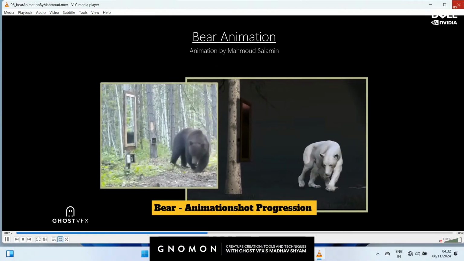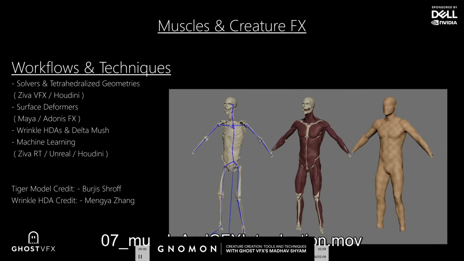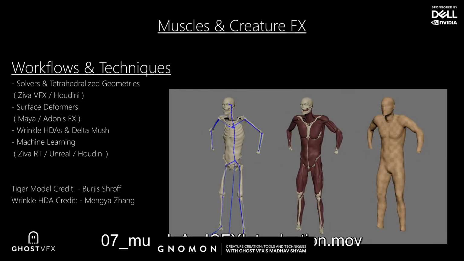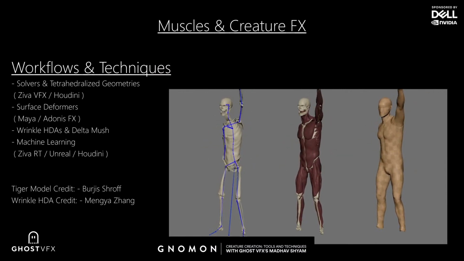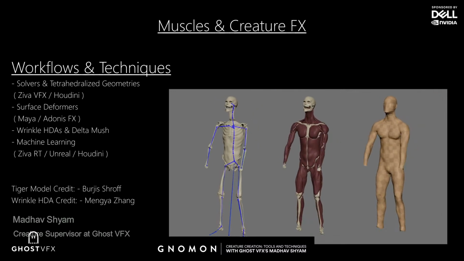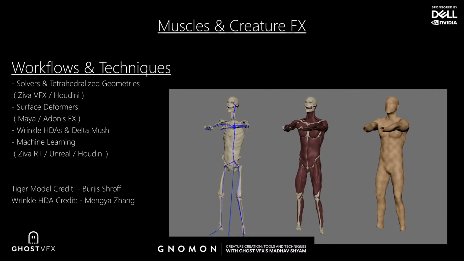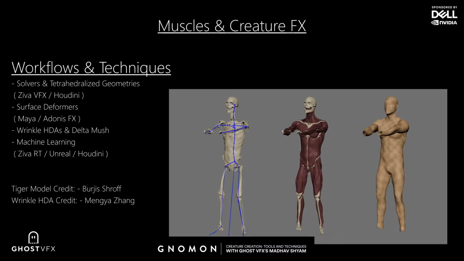So that was a little bit of animation. And now we can get into the main bit. The first part of this conversation, like I said, is going to be mostly about muscles and creature effects. I'm going to talk about two different approaches to doing this. The first one is the solver-based approach with tetrahedralized geometries. That's what Ziva VFX used to use, and that's what Houdini uses now.